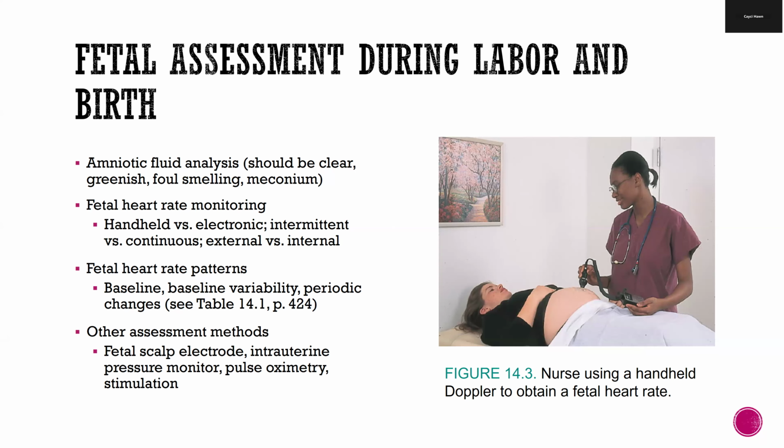Now, the reason why we have variable decelerations in the fetal heart rate is due to cord compression. And variable decelerations can occur during contractions or at any point between contractions. So all we do for that is we reposition the mother and keep an eye on it.